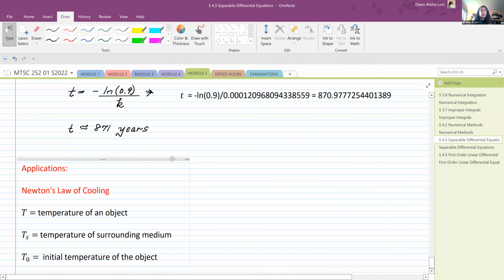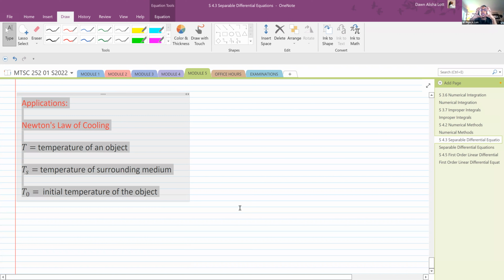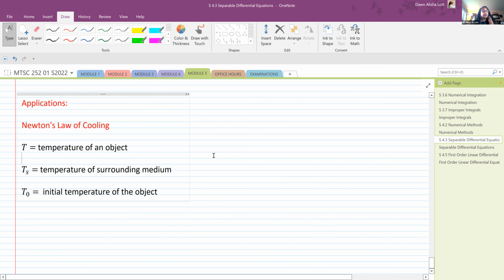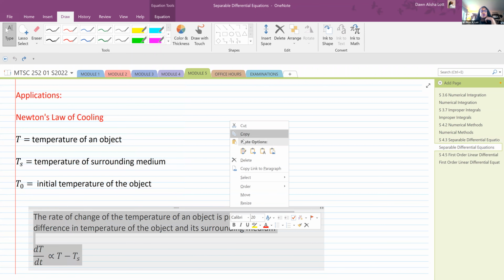Okay, Newton's law of cooling, another application. We have something like a ball. The example I'm going to use is a hard-boiled egg, but something gets immersed in a surrounding medium. We have an initial temperature of the object, the temperature of the surrounding medium, and the temperature of the object, which changes over time. So T is the temperature of the object, T_S is the temperature of the surrounding medium, and T naught is the initial temperature of the object. Newton's law of cooling follows a particular rule, and here is the rule.